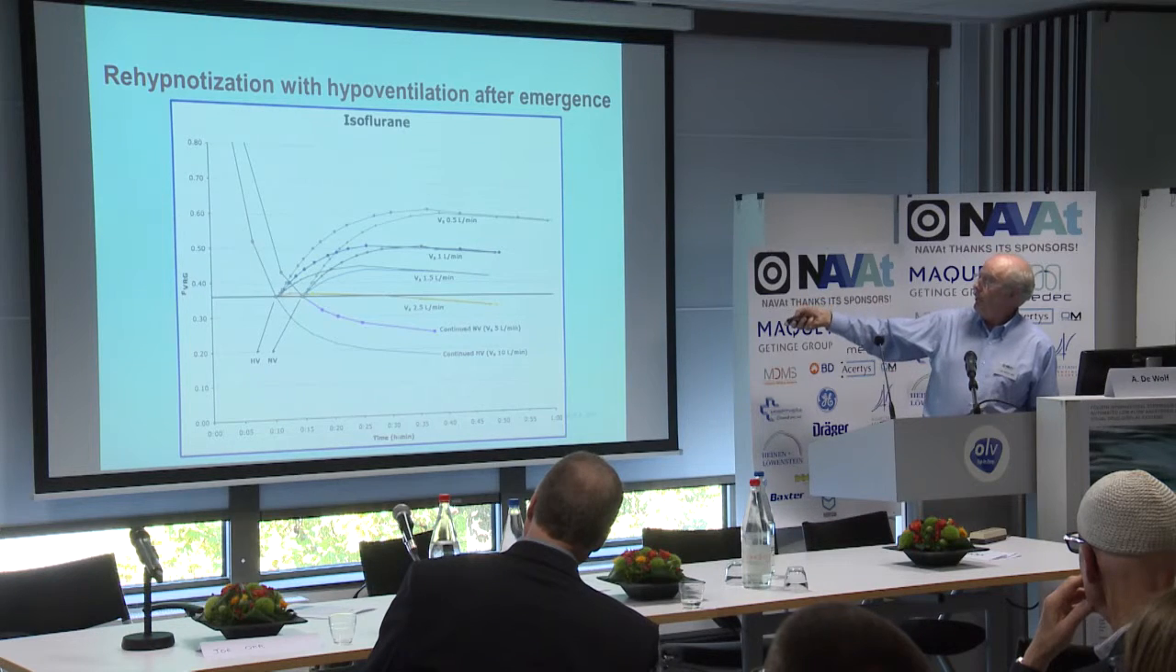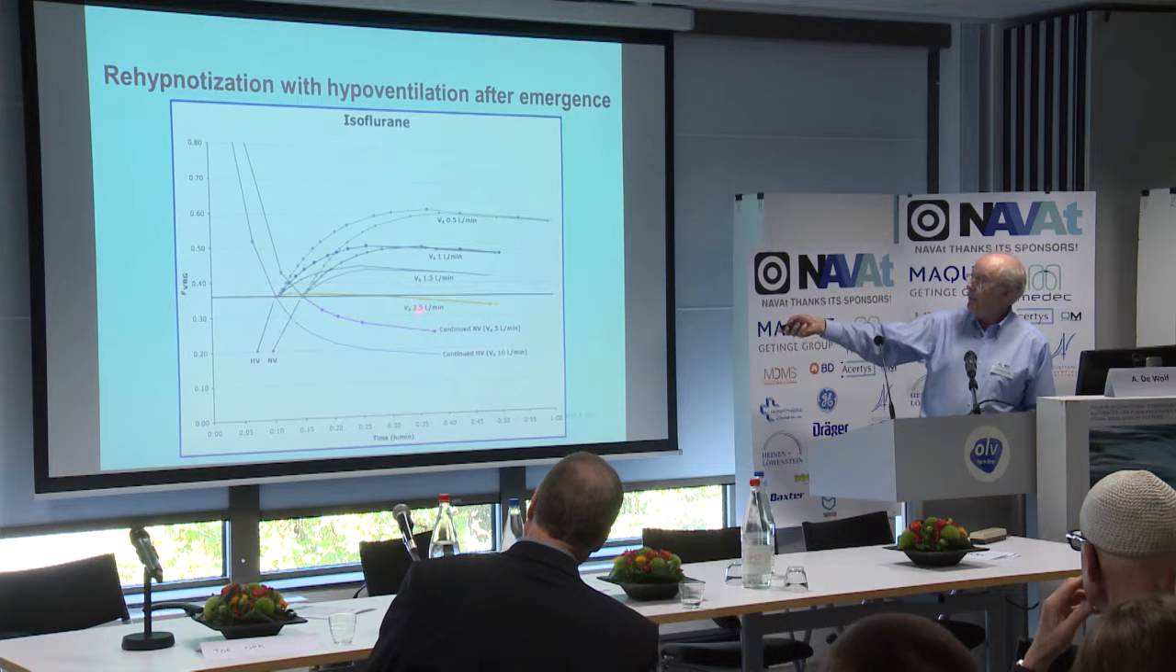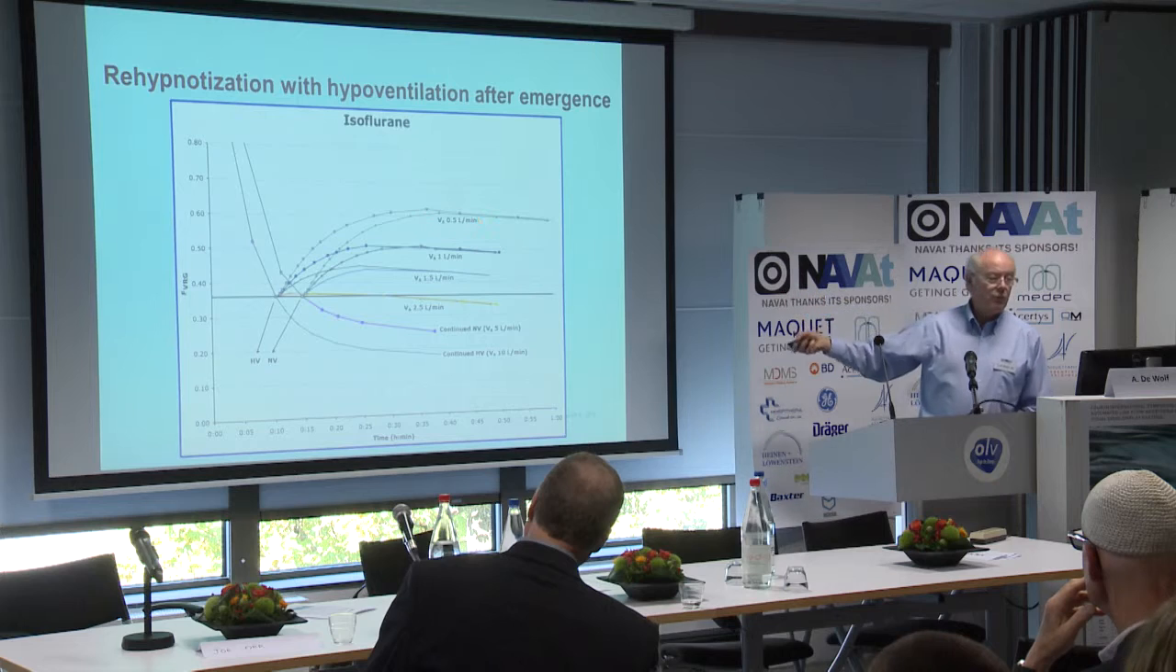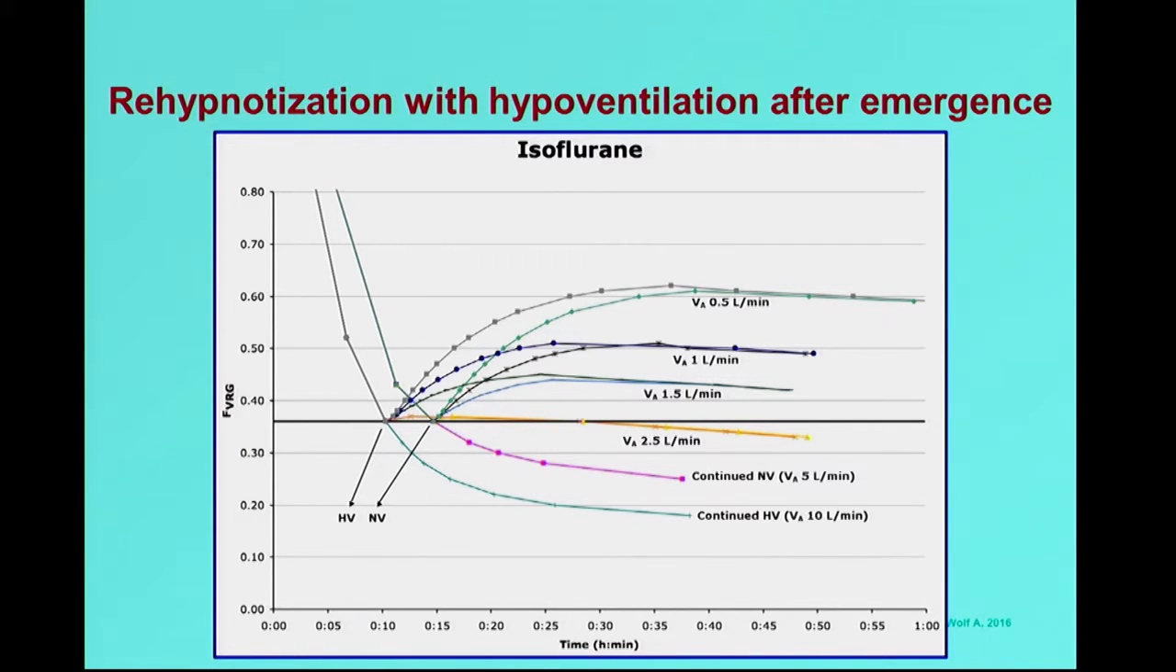This is the initial graph of emergence on the left for normal ventilation and hyperventilation. What happens when you hypoventilate now after extubation? And I have several different settings for minute ventilation: 2.5, 1.5, 1, and 0.5 liters per minute. So if you hypoventilate a little bit, 1.5 liters per minute of alveolar minute ventilation, that is mild respiratory depression, I would say.